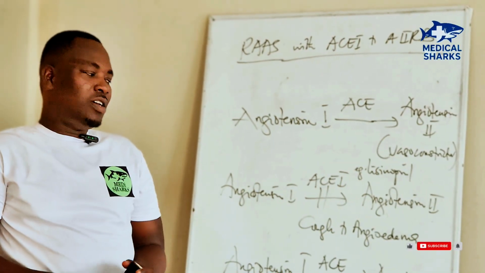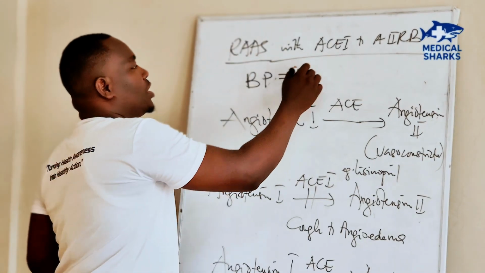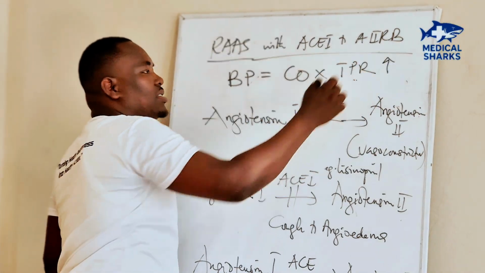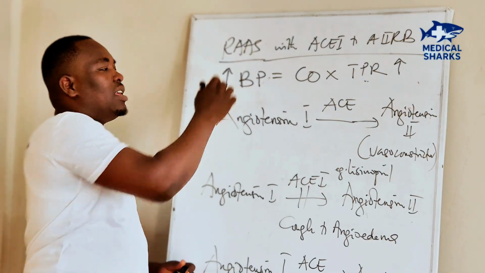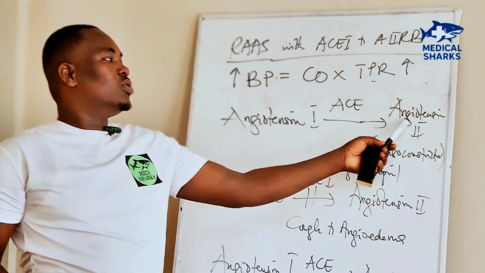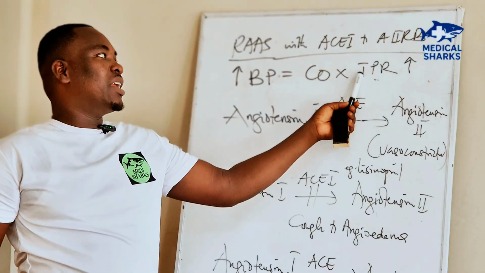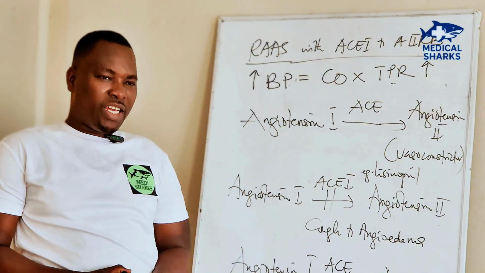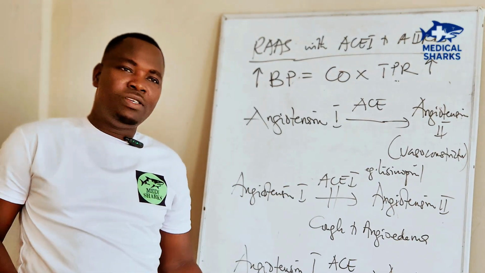When it constricts the vessels, remember our blood pressure is given by what? Cardiac output times the total peripheral resistance. So when there is an increase in the resistance to the flow of blood due to constriction, there will be an increase in blood pressure as well. So angiotensin II can cause vasoconstriction, which will increase the total peripheral resistance, and thereby the patient's BP will increase. So what do we usually do in the hospital setting when we see the patient's BP increasing?